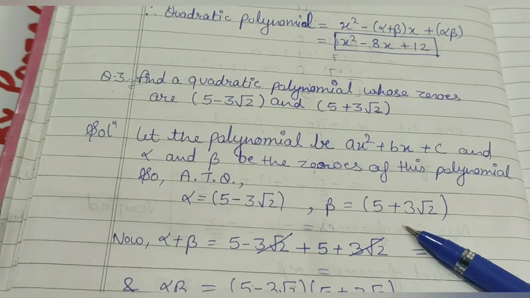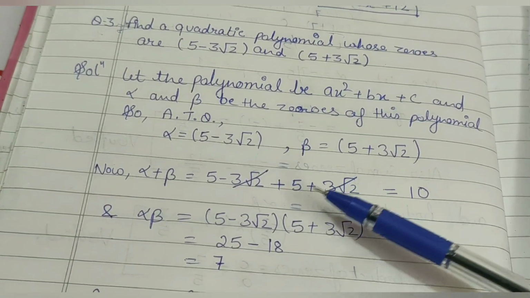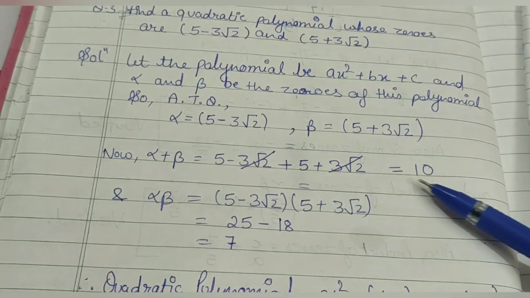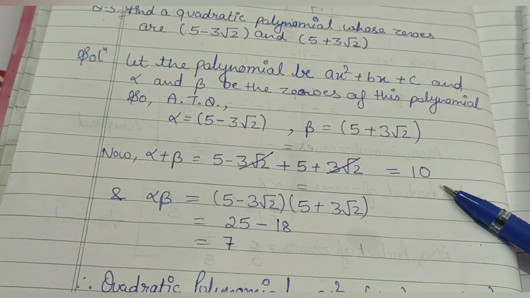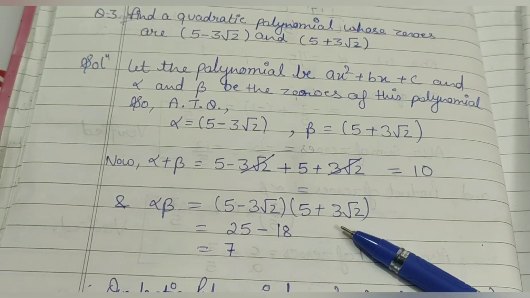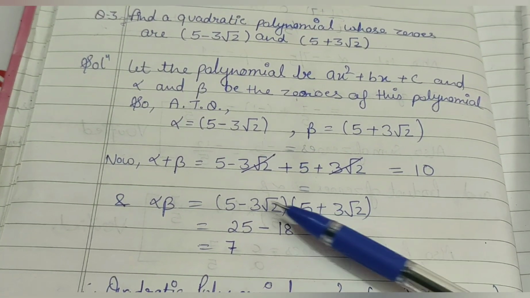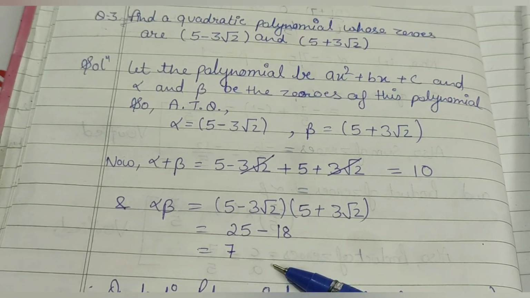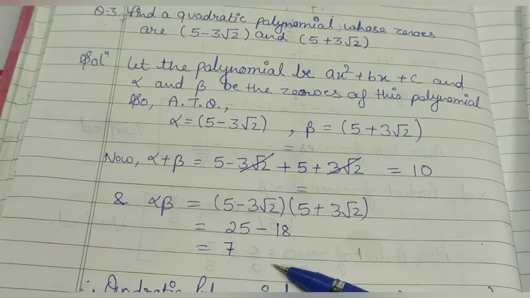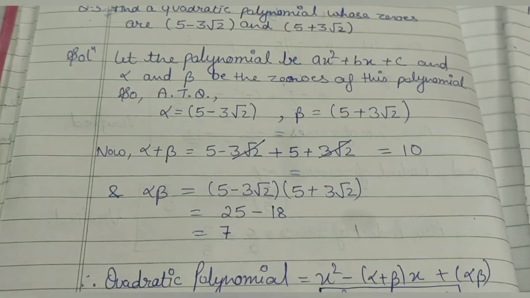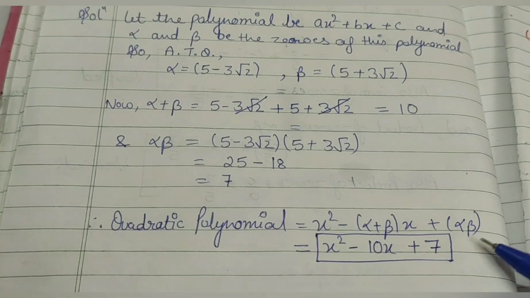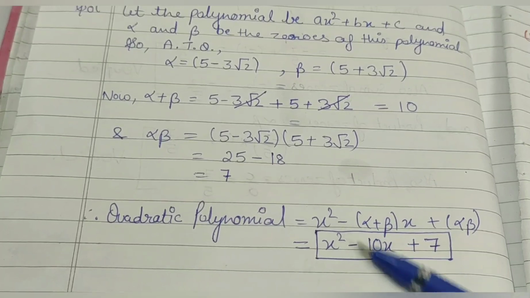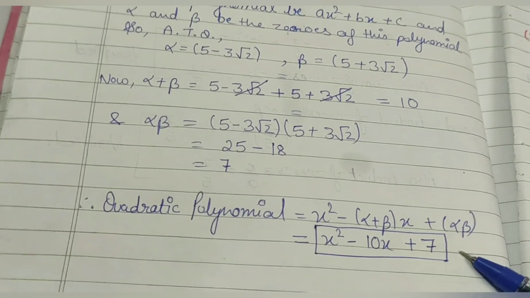Now we need to find the sum of the zeros, meaning this plus this. What do we get when we solve this? We get 10. And for the product of zeros, here we can use the identity (a plus b) into (a minus b), that is a square minus b square. So when we solve, we get 7. Now simply put the values of alpha plus beta and alpha into beta. So the final answer is x square minus 10x plus 7.